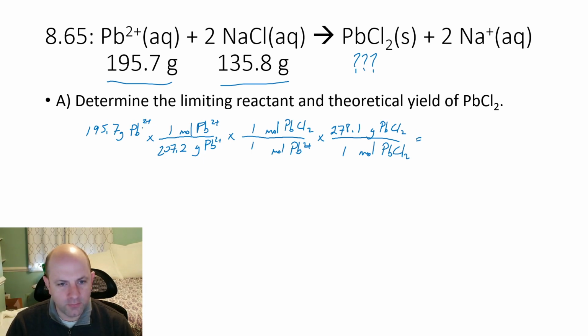All right, that's our setup. If we look, all the units cancel out. Grams of lead ions cross out, moles of lead ions cross out, moles of lead chloride cross out, and we're left with grams of lead chloride. So now we're just going to do this math.